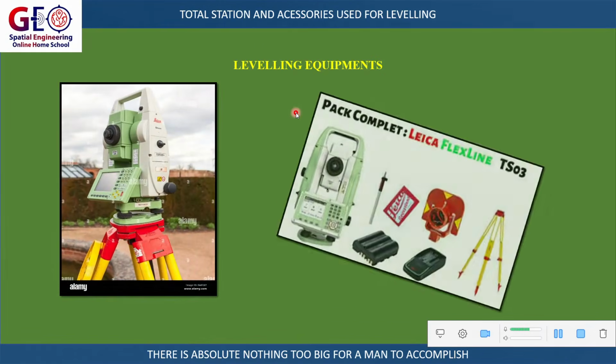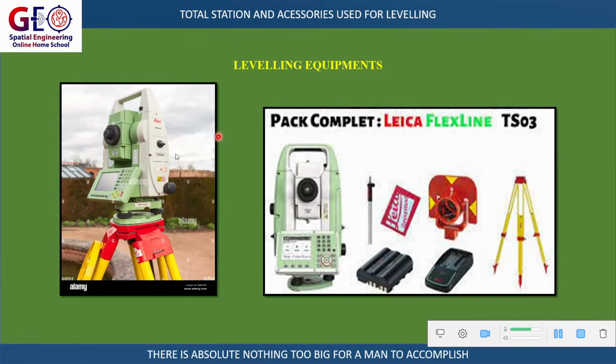Now what we are seeing here is a total station. There are several types of marks. We have high target, etc. The total station is used to carry out indirect leveling, or trigonometric leveling.